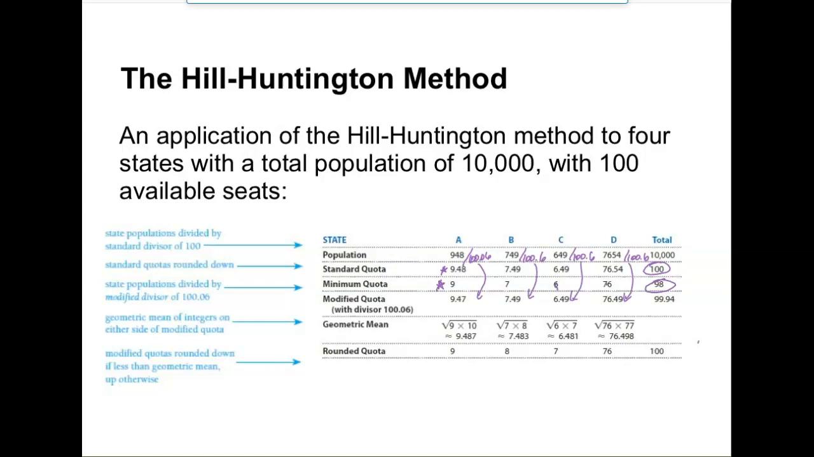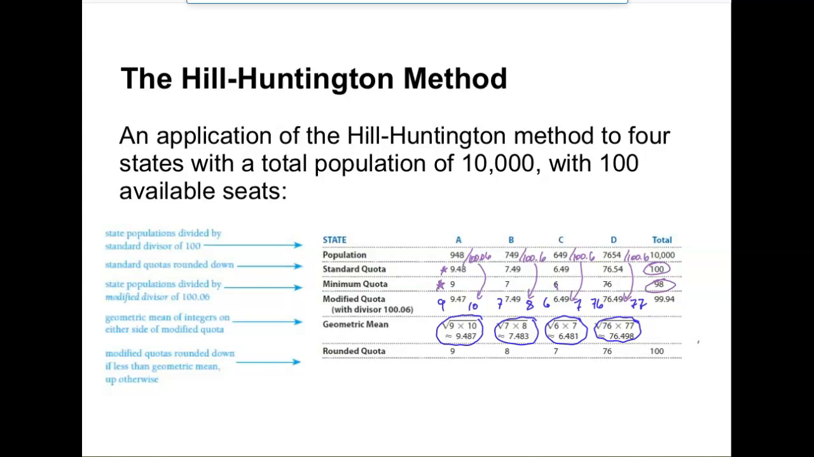The way the Hill-Huntington method works, you go, okay, what are the whole numbers that surround this decimal? For this one, it's 9 and 10. For this one, it's 7 and 8. For this one, it's 6 and 7. And for this one, it's 76 and 77. You find the geometric mean of those numbers, which means you multiply them and take the square root. Just like that. And that would be done in your calculator. After that, you use standard rounding rules.